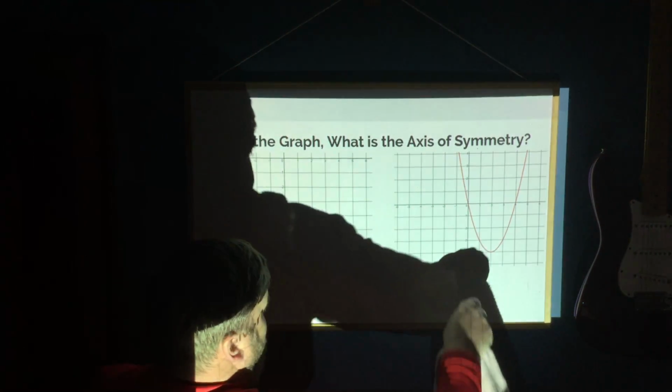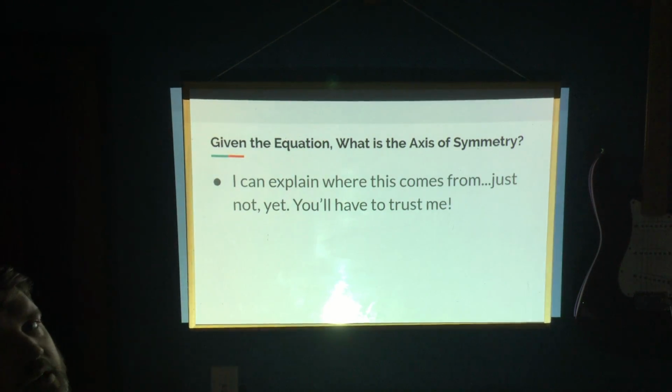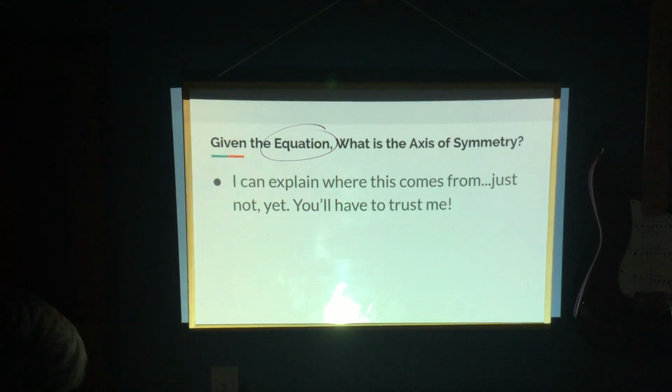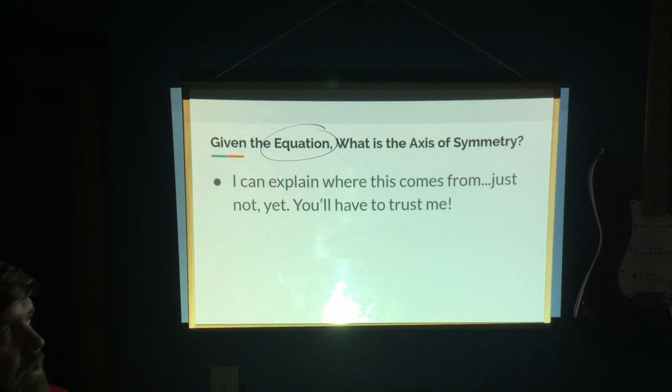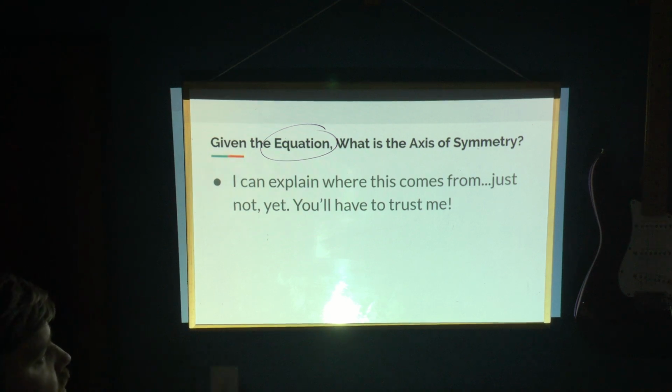So we're going to stay with the axis of symmetry, but instead of being given a graph, we're going to be given an equation. Now, anytime I give you a formula, I like to show you where it comes from. I'm not going to be able to do that today, though. You'll just have to trust that it works, and at a later date, I'll show you where it comes from. We don't have enough background to get into it today.